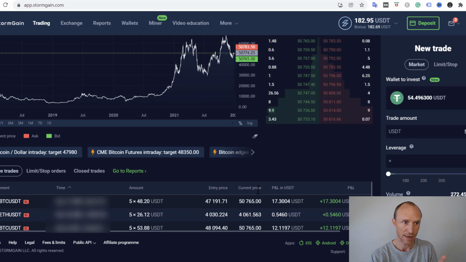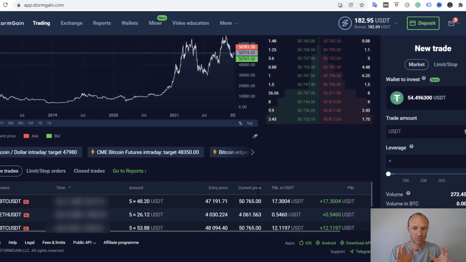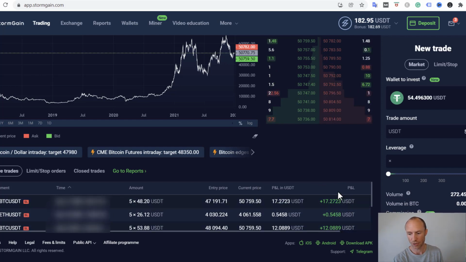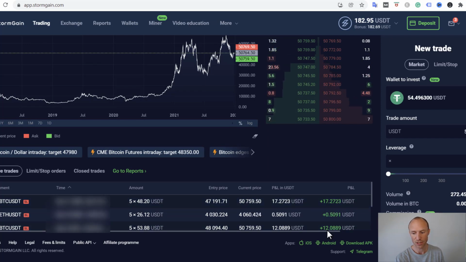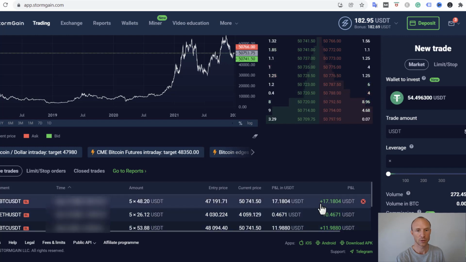Usually there are some risks when you use Stormgain, and that's what I will also explain, and then I will show you an alternative where you're not so dependent on risks like that. But you can see right now profit and loss. That means if I close these trades, this is what I would have made in USDT. So this one I made just above $17 and $12 and just 50 cents here. I'm not going to close them right now because I believe that if I just leave them, it will just go up in value, and then I'll close them when I've earned a bit more.